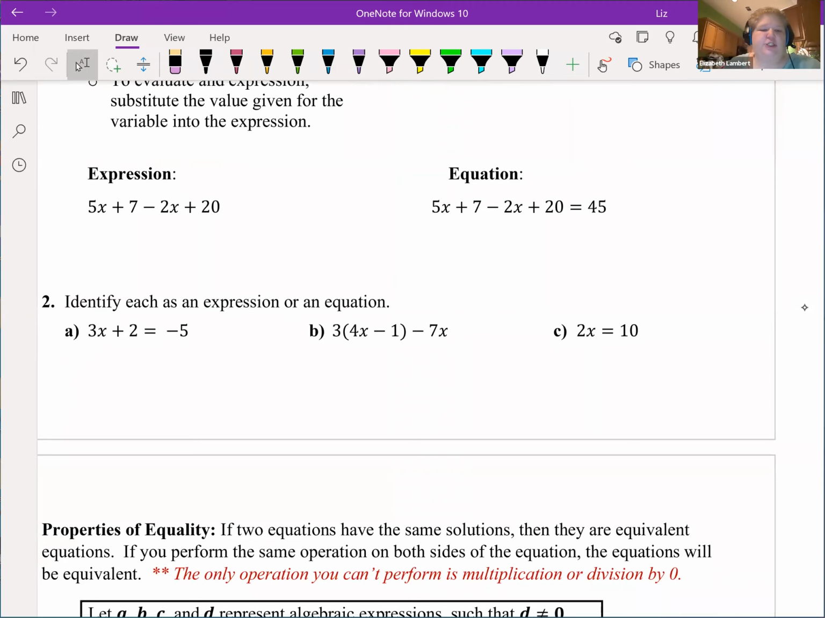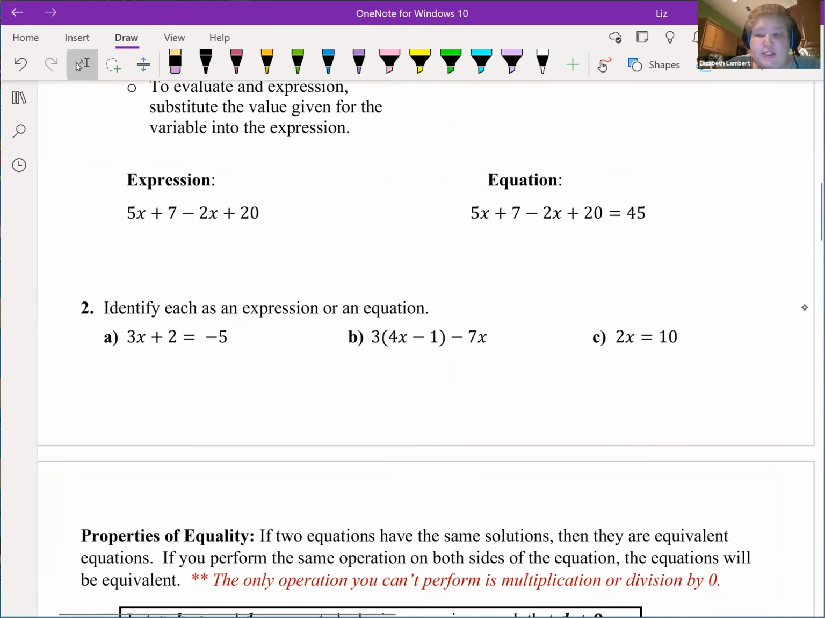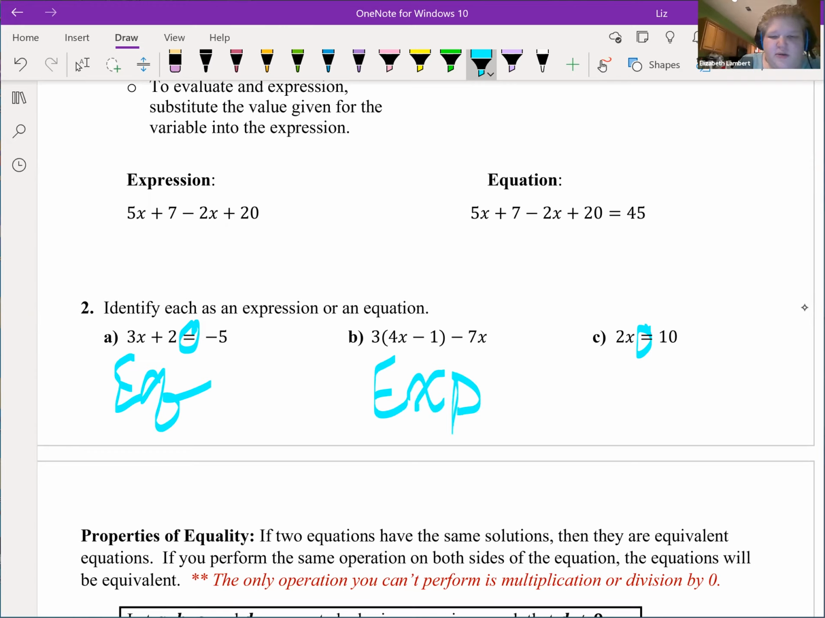All right, so check out 2 here. Identify each as an expression or an equation. I say it like that, equation, equal. That's why we use those. So where do I see equals? There it is. Nope, there it is. Alrighty, so we have equation, expression, equation. I don't even really care what is on either side. I just care that there's an equal sign and there's something on both sides. That makes it an equation.